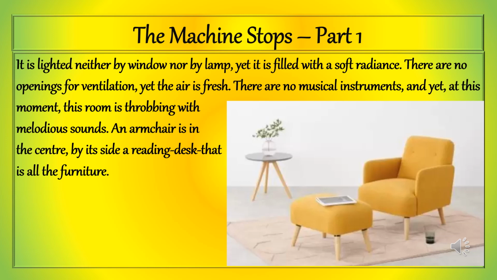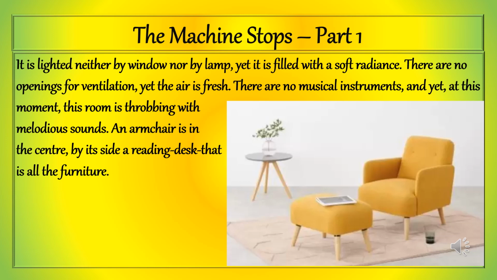It is lighted neither by window nor by lamp, yet it is filled with a soft radiance. Here it means that the room was lit by neither the sunlight which can come through the window, nor by any sort of internal object like a bulb or a tube light. But in spite of this, it was filled with some sort of soft light. So this sort of light can be relaxing and can give peace to mind.